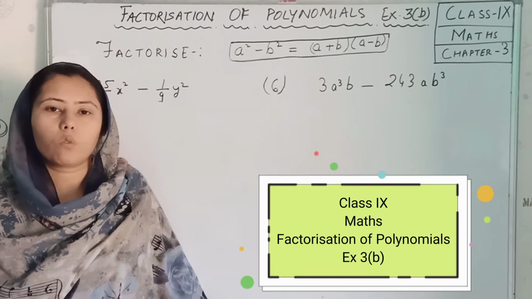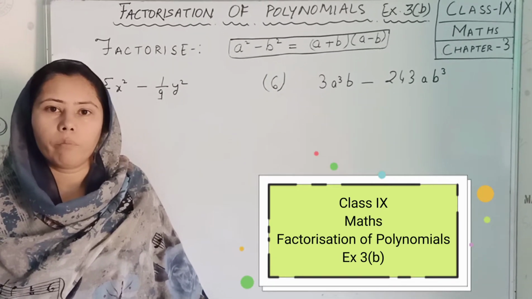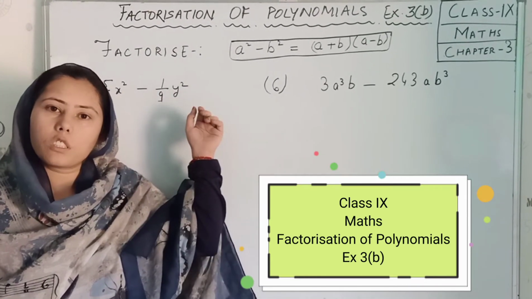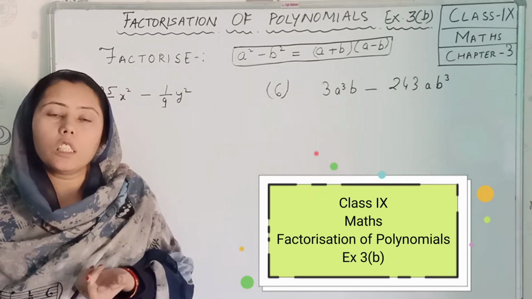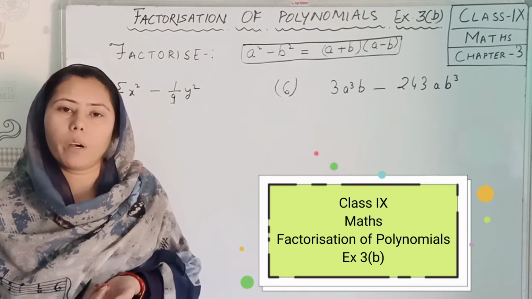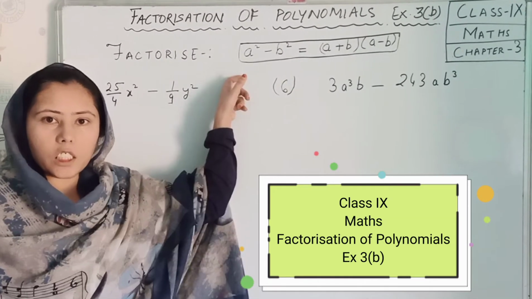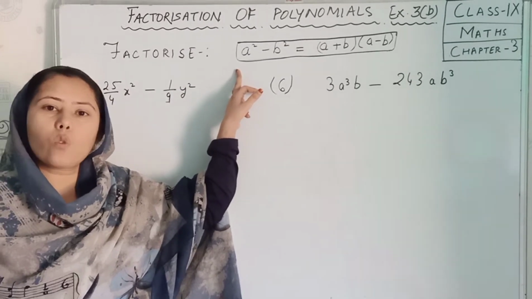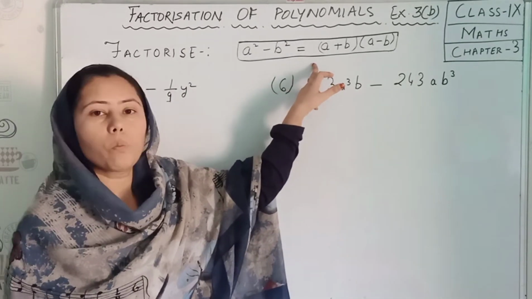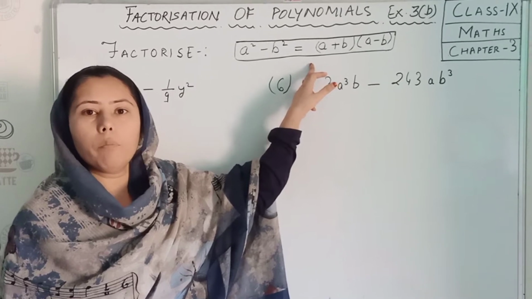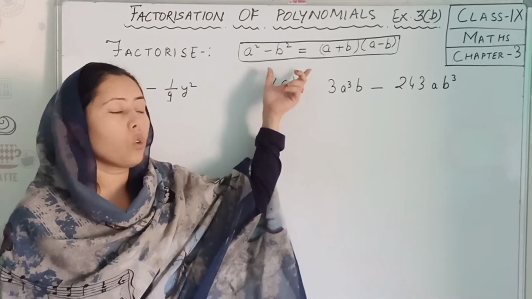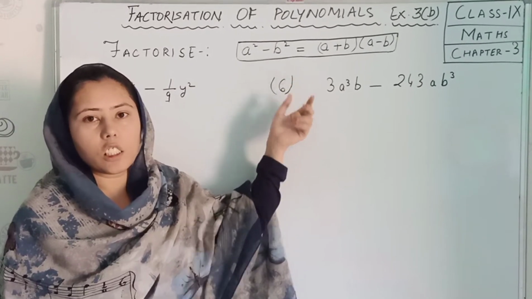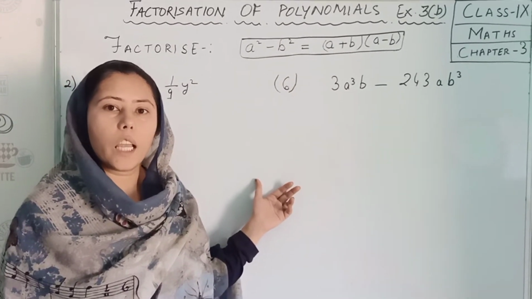Today we have to start with exercise 3b. And yesterday we learned about factorization of polynomials, and I taught you the easiest way to factorize by taking common. Exercise 3b is based on the identity a square minus b square is equal to (a plus b)(a minus b). The whole exercise is based only on this formula, so we will apply this identity in the questions of exercise 3b.